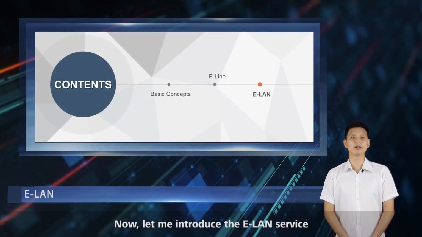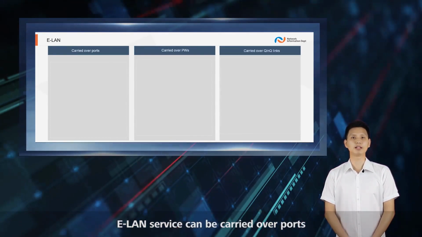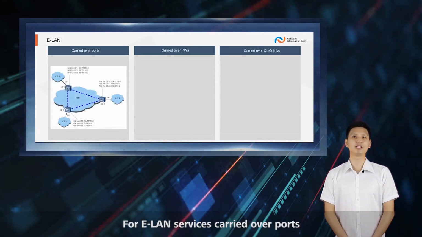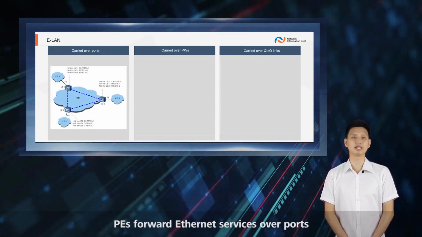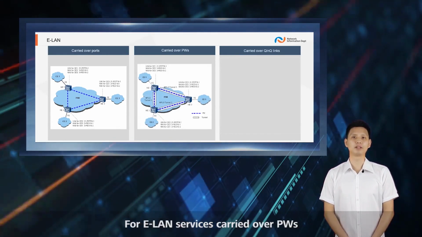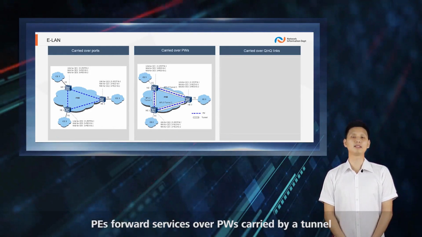Now, let me introduce the eLAN service. eLAN service can be carried over ports, PWs, and Q-in-Q links. For eLAN services carried over ports, PEs forward Ethernet services over ports. For eLAN services carried over PWs, PEs forward services over PWs carried by a tunnel.